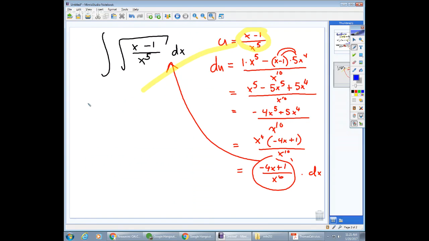So I could view that as x over x to the 5th minus 1 over x to the 5th. Maybe this will help. So what would that give me? That would give me 1 over x to the 4th minus 1 over x to the 5th. All that is trapped inside of the root.